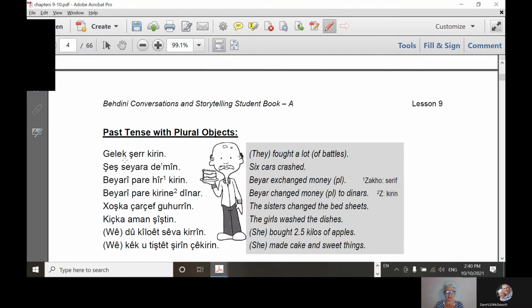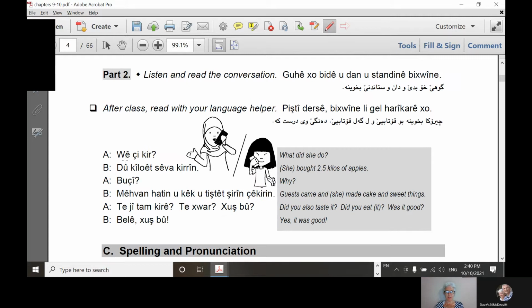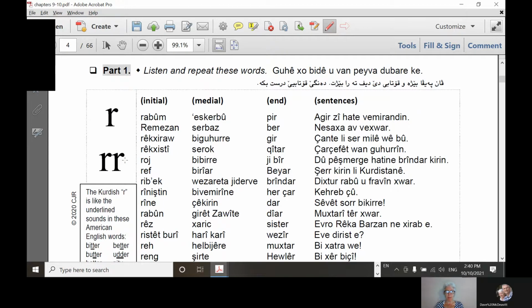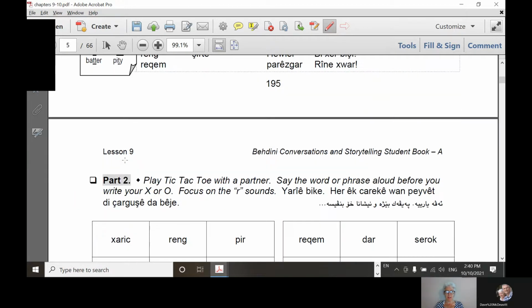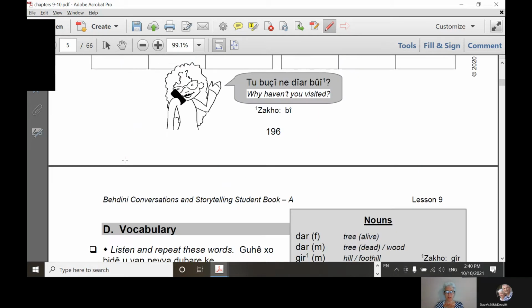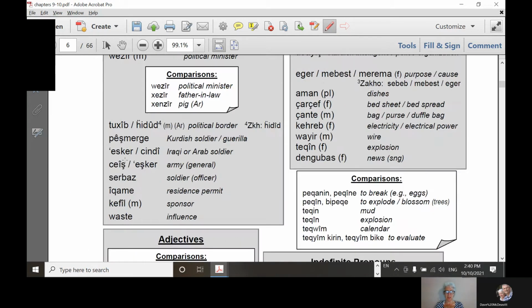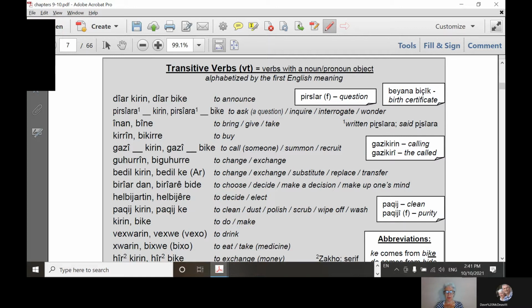More details on this. Serious study, which you can do with your helper, with the audio recordings. Okay, so your vocabulary in section D, you can do all of this with the audio recordings and your language helper. Look at page 198, and here's a whole list of transitive verbs. Now, most of the verbs in Kurdish are transitive. Transitive means it's a verb with a noun or a pronoun object.